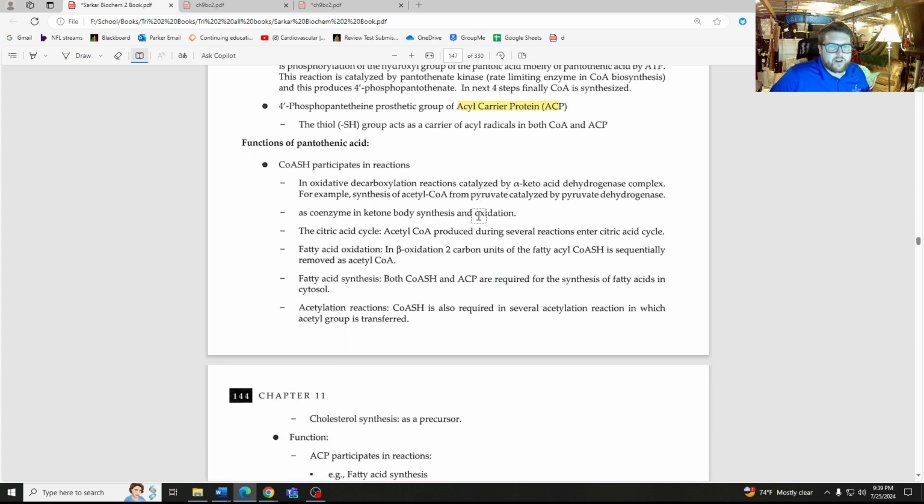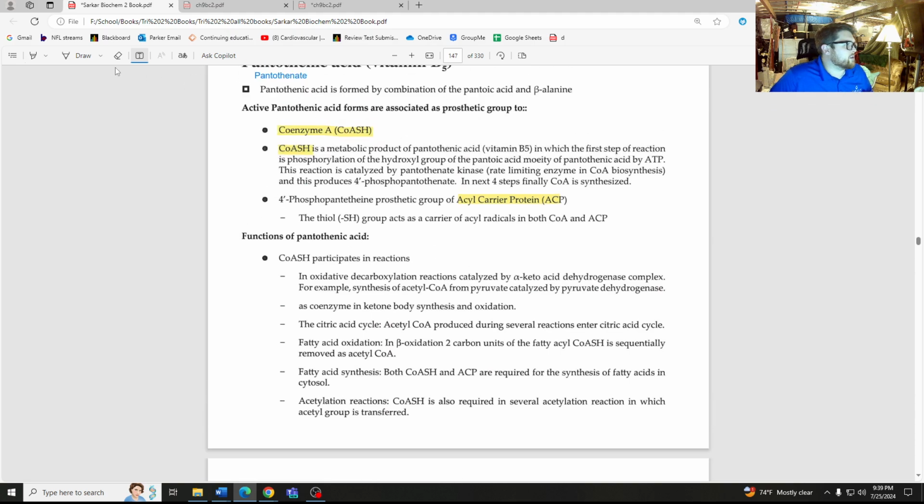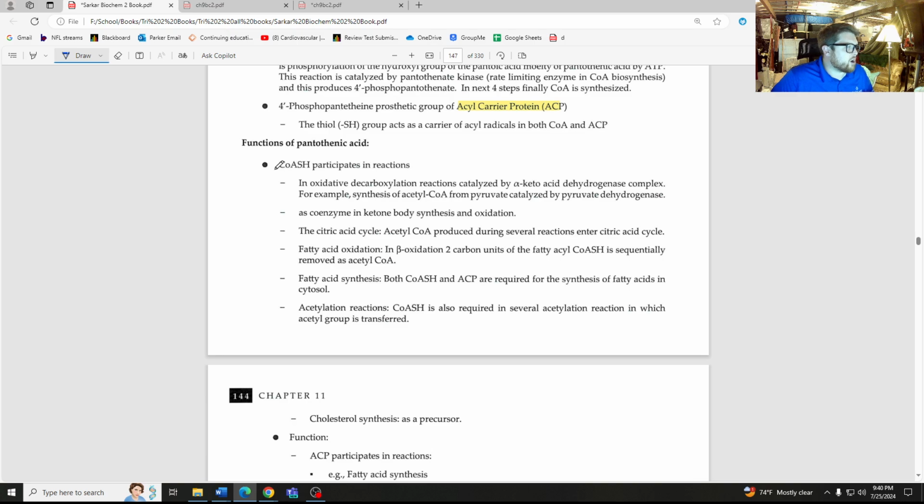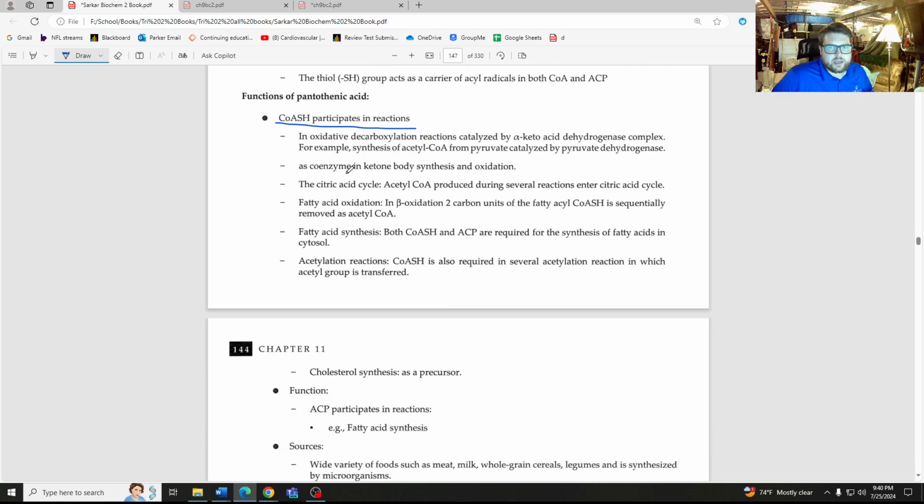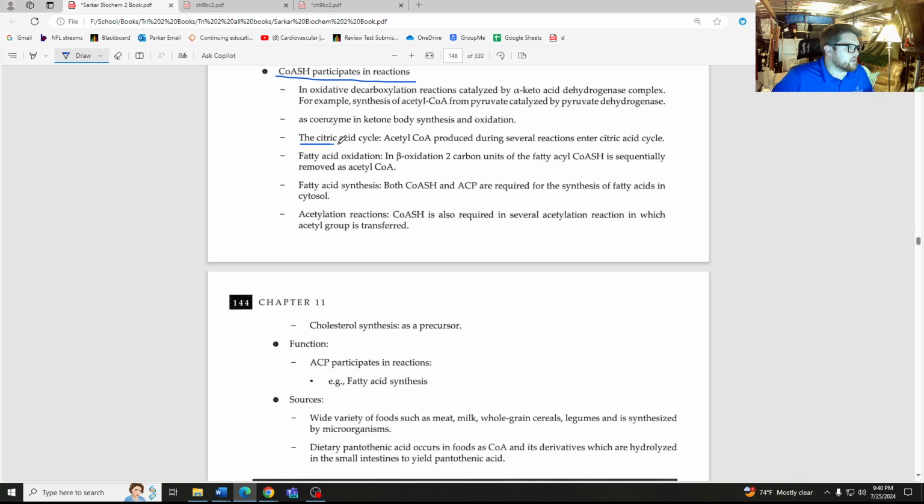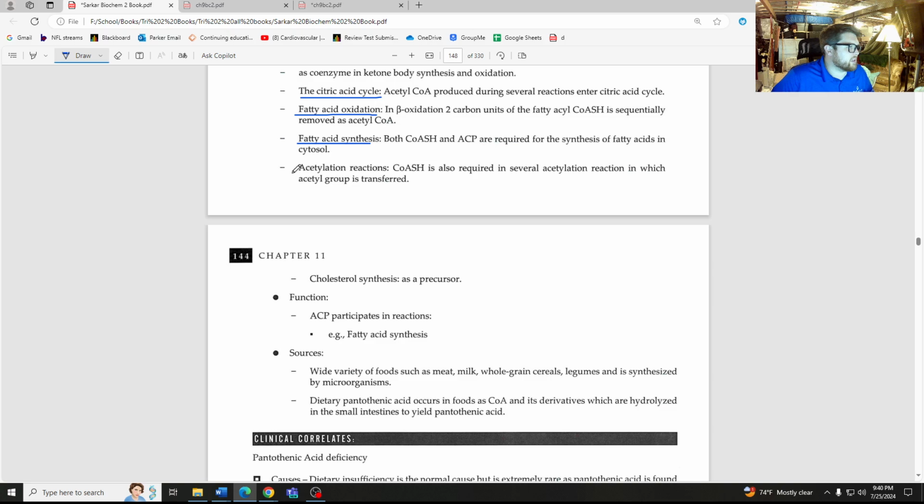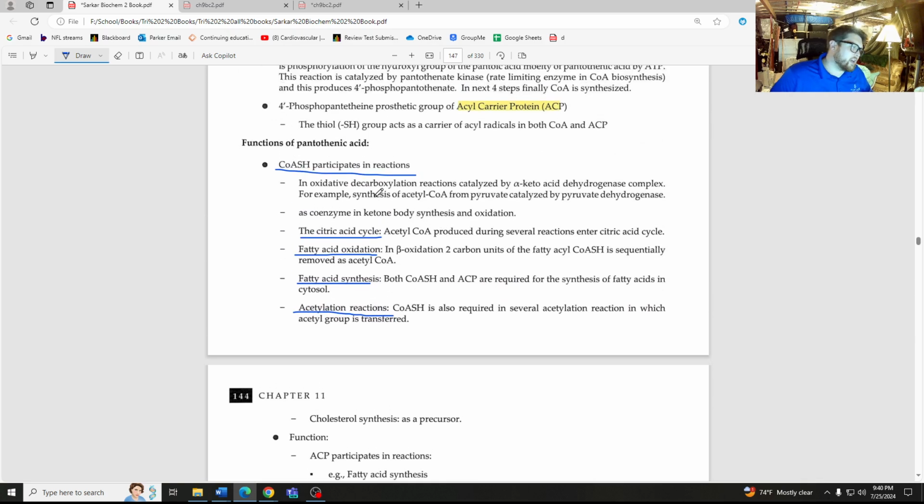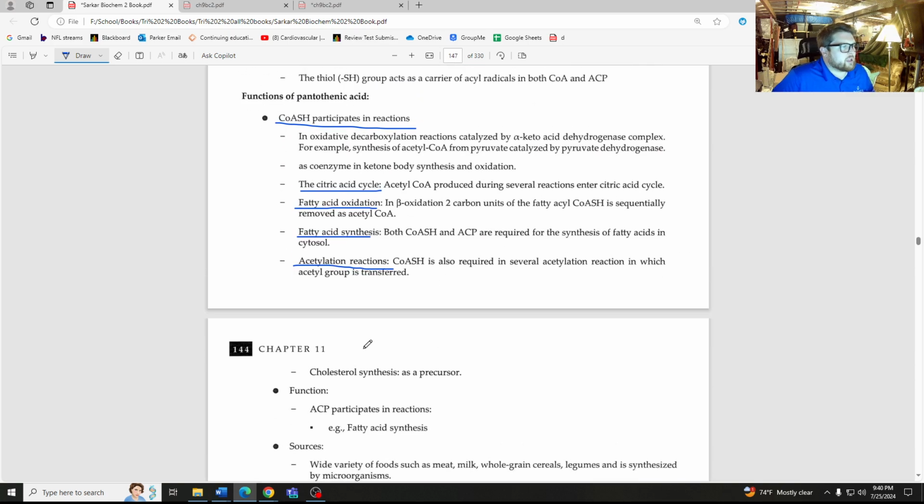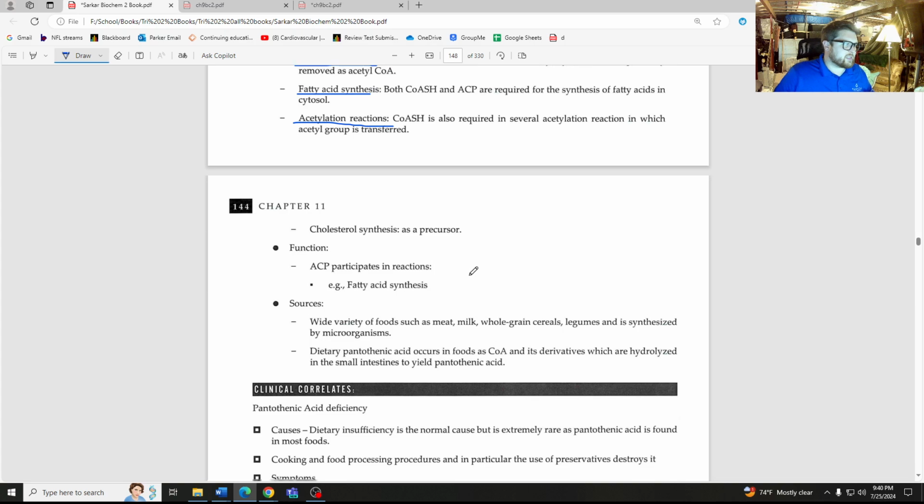Some of the functions, the main function is going to be this guy right here, that it is a structural component of coenzyme A. We know how important coenzyme A is. It needs to do a whole bunch of stuff. So that CoASH participates in these different reactions. We have oxidative decarboxylation, as a coenzyme in ketone body synthesis, within the citric acid cycle, in fatty acid oxidation, fatty acid synthesis, acetylation reactions, all these kind of stuff. We'll come back as these pop up on Linus Learning, and we'll go through each specific.